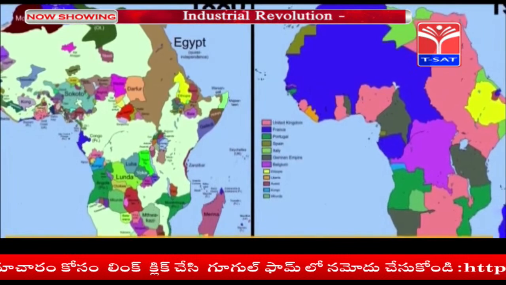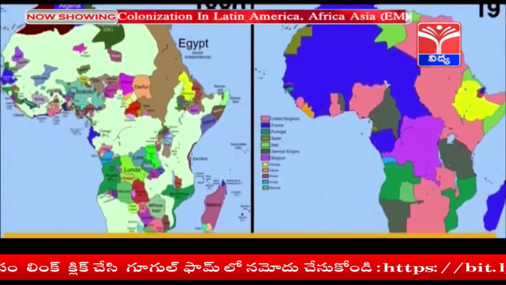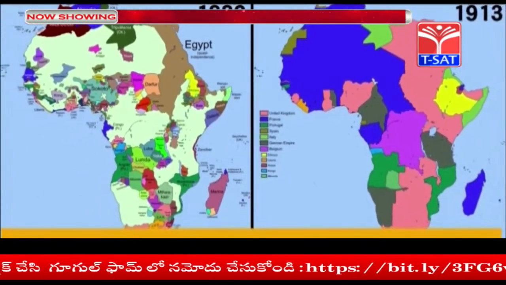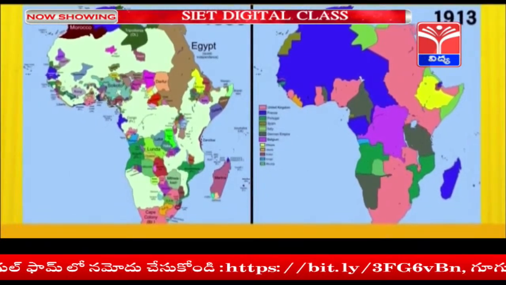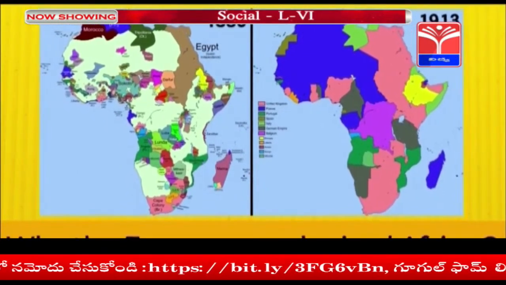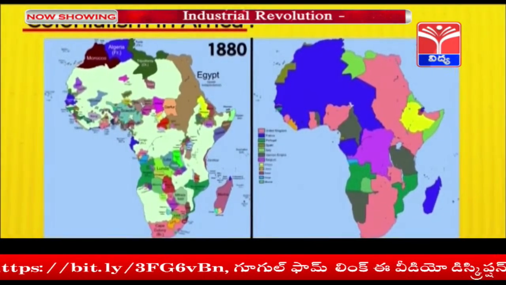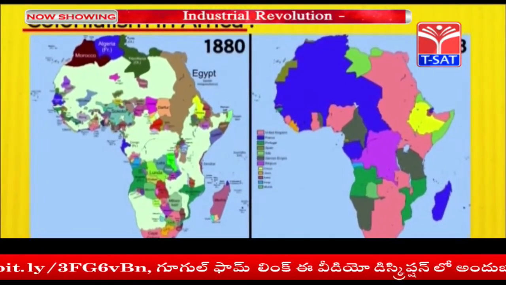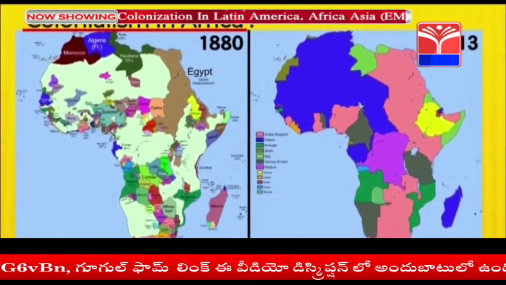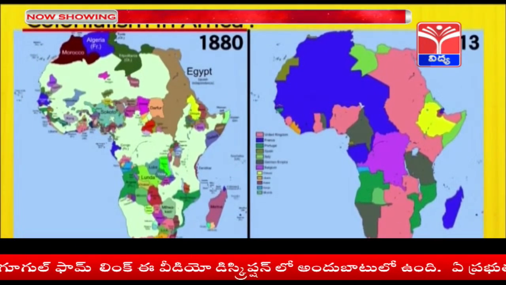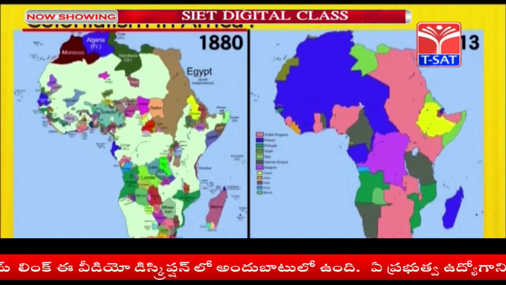Why Europeans colonized Africa? Colonialism in Africa. See the map in 1880 and 1913. Observe both the maps of the African continent. See the political map in 1880, and similarly after the capturing of different parts of Africa by the Europeans in 1913.